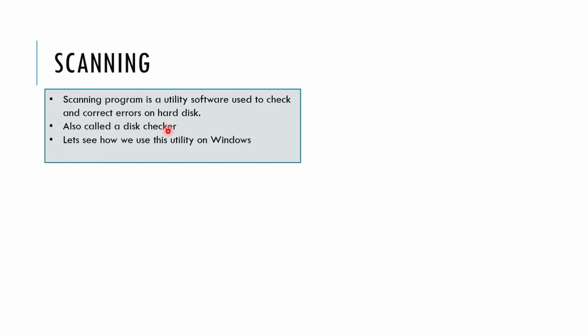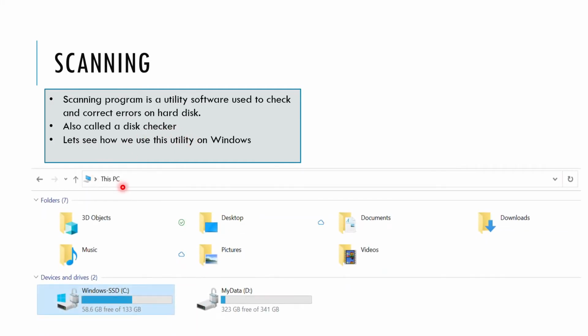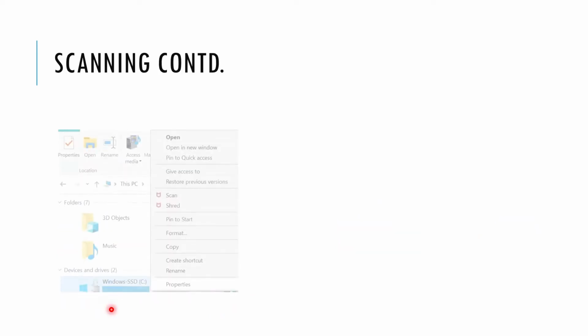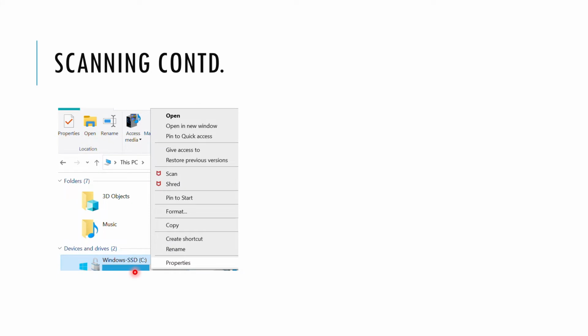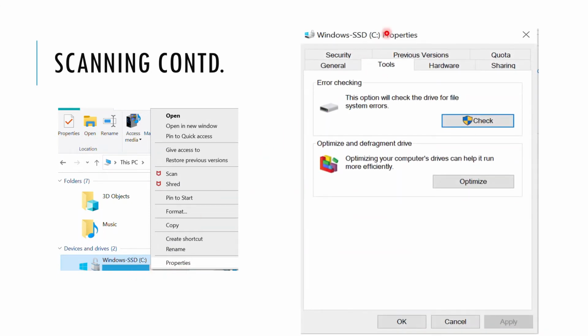Windows has an inbuilt scanning program which we can access as follows. You need to go to This PC and select any drive on which you want to run this scanning utility. In this case, we have selected the C drive. Now, right click on this C drive and go to the Properties section. You will get this window. In this window, select the Tools tab and click on the Check button.